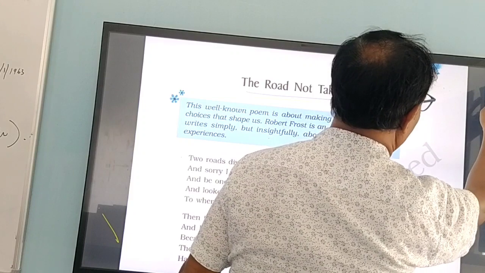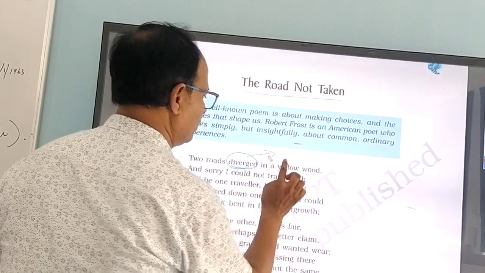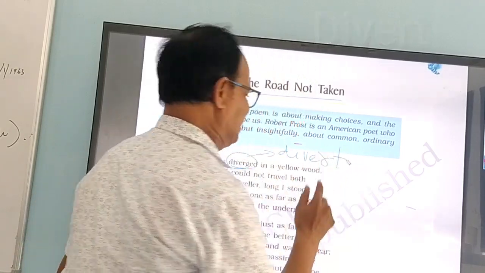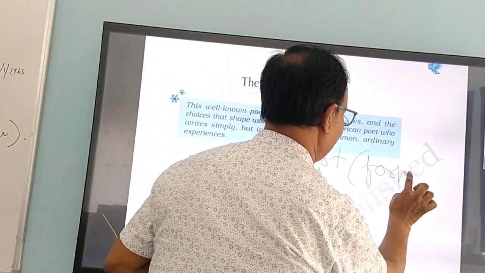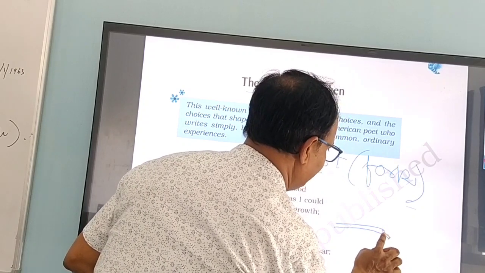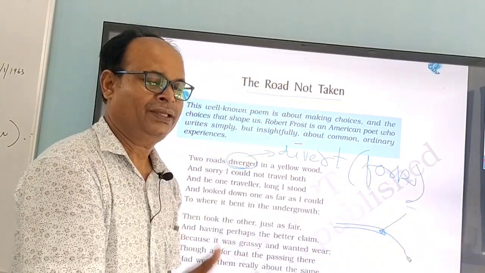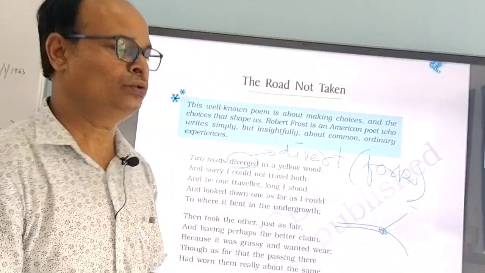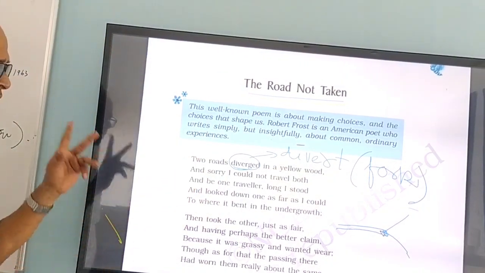So what is the meaning of diverged here? The verb is divert; the simple meaning is fork. Suppose this is the road the writer was going on, and at a particular point it was just like a tuning fork, a tool in science. At this point, he had to make a choice as to which route he would take.